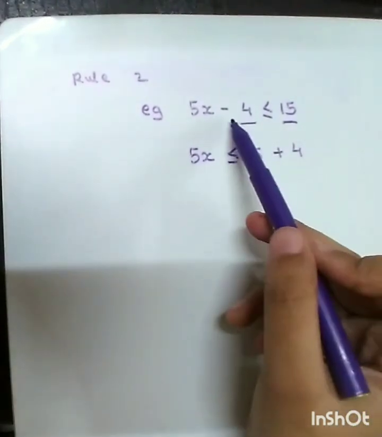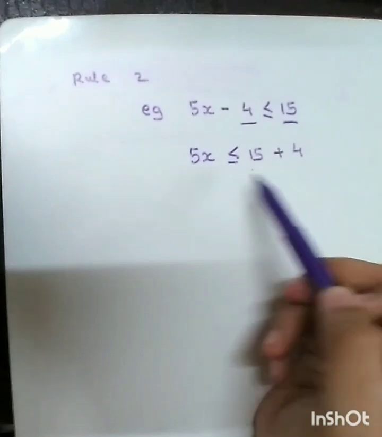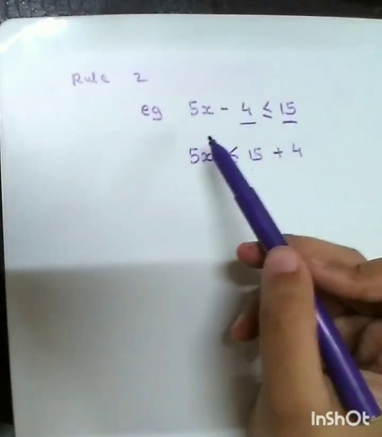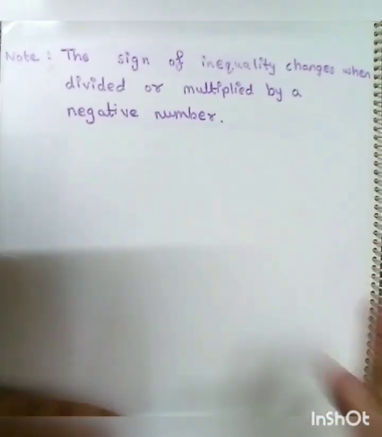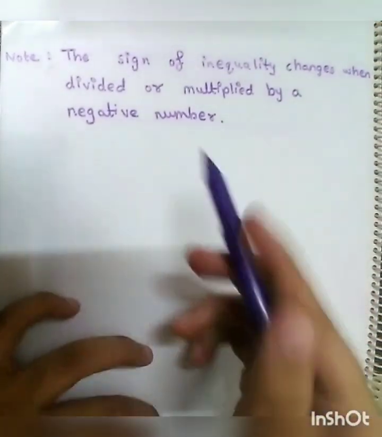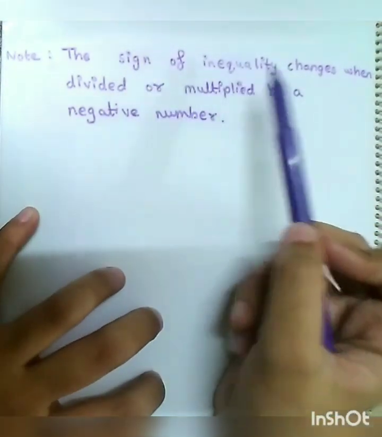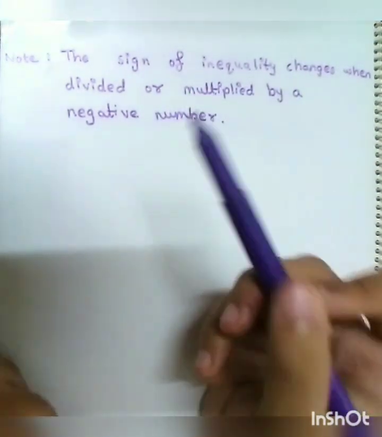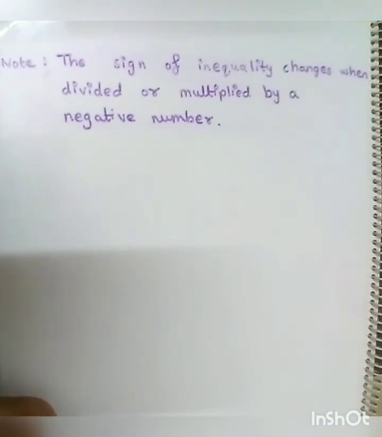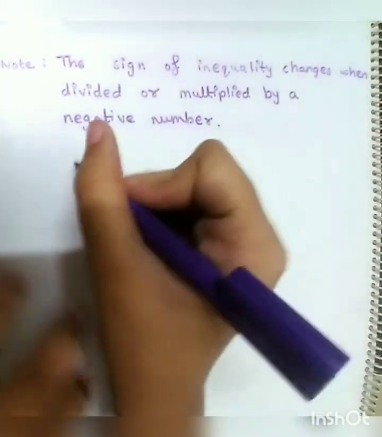As you saw, the negative term becomes a positive term when you shift it from one side to the other, meaning from LHS to RHS. Here there is an important note. Let's read: the sign of inequality changes when divided or multiplied by a negative number. Let's understand it by an example.